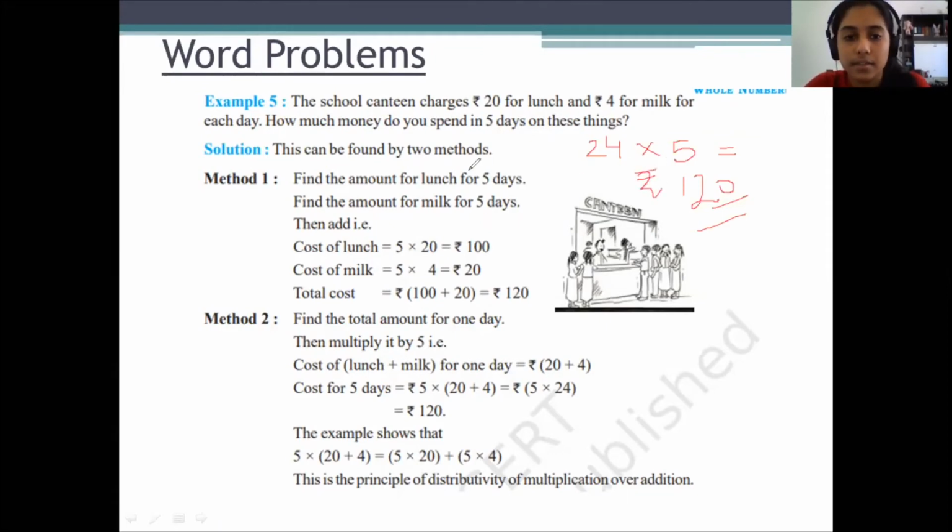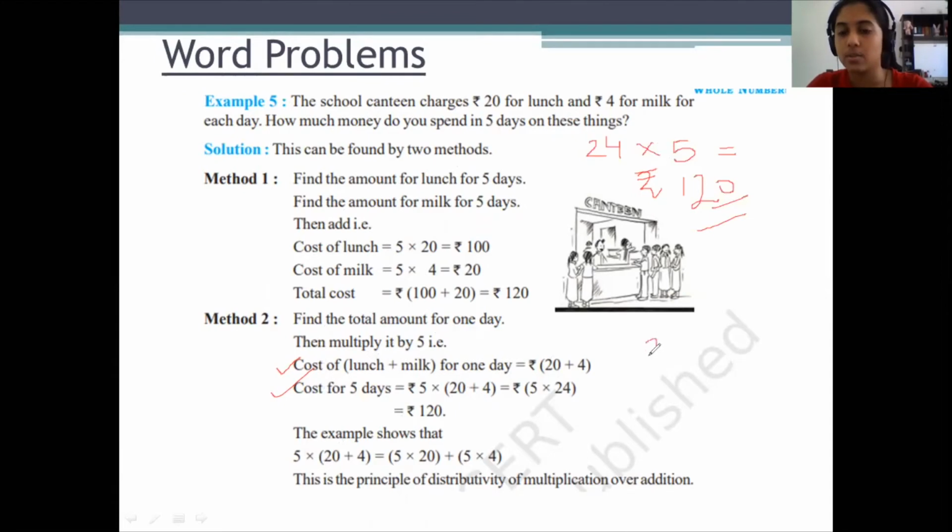Okay, that's the second approach. Find the total amount for one day, then multiply it by 5. So remember, you have to write all the statements: cost for one day, then cost for 5 days. Now here, as you see, they're using distributive. I didn't show it here, but I will show it.